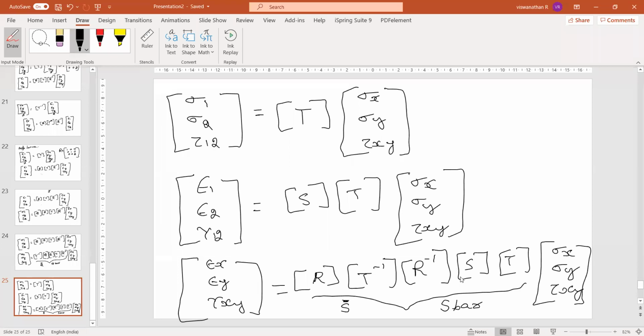Now, is there anyone who doesn't want to use MATLAB for this and wants to do hand calculation? Anybody want to do hand calculation still for this? You want to multiply all these things? No, sir. Okay, fine. Then we'll go to MATLAB. Just a second, I'll share the MATLAB screen.